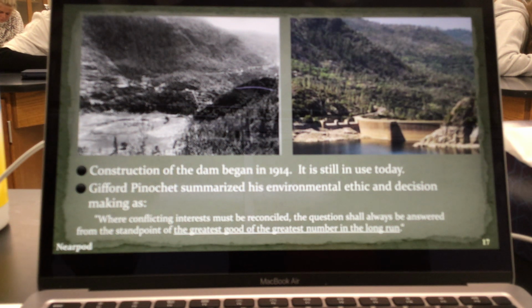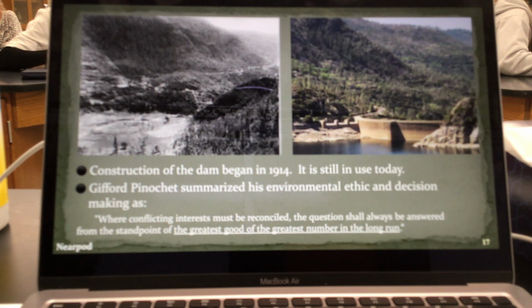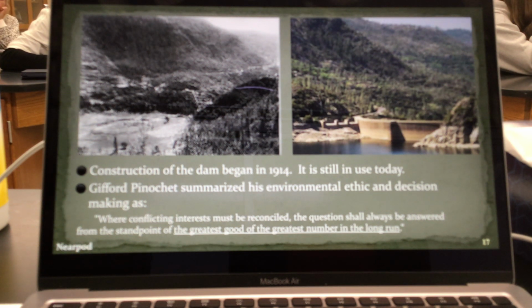And for the longest run, meaning, is this going to last for a really long period of time? Or is this just a really temporary fix? You can see this was done in 1914 and it's still happening today. So I would say for the long run, that was probably a good decision. It's a hard decision because, especially at the government level, they don't want to destroy parks for the benefit of humans typically. But in this situation, it met the greatest good of the greatest number for the longest run. Okay, that's sustainability right there.